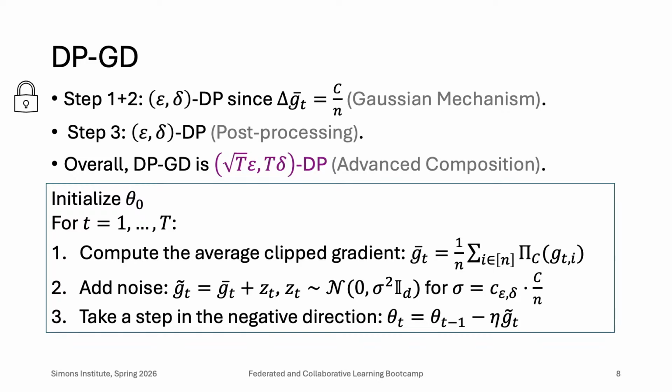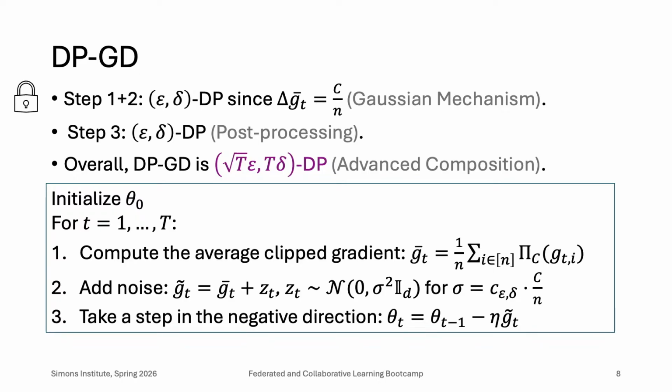So I know that theta essentially in every round is differentially private because it's a post-processing of this average of the gradients. So I'm not using the data, I'm not doing anything else. Good, so every round is epsilon delta differentially private. By advanced composition, which we just saw, the whole thing is square root t epsilon t delta differentially private, right? Because I'm doing t rounds of epsilon delta differentially private mechanisms, adaptive composition.